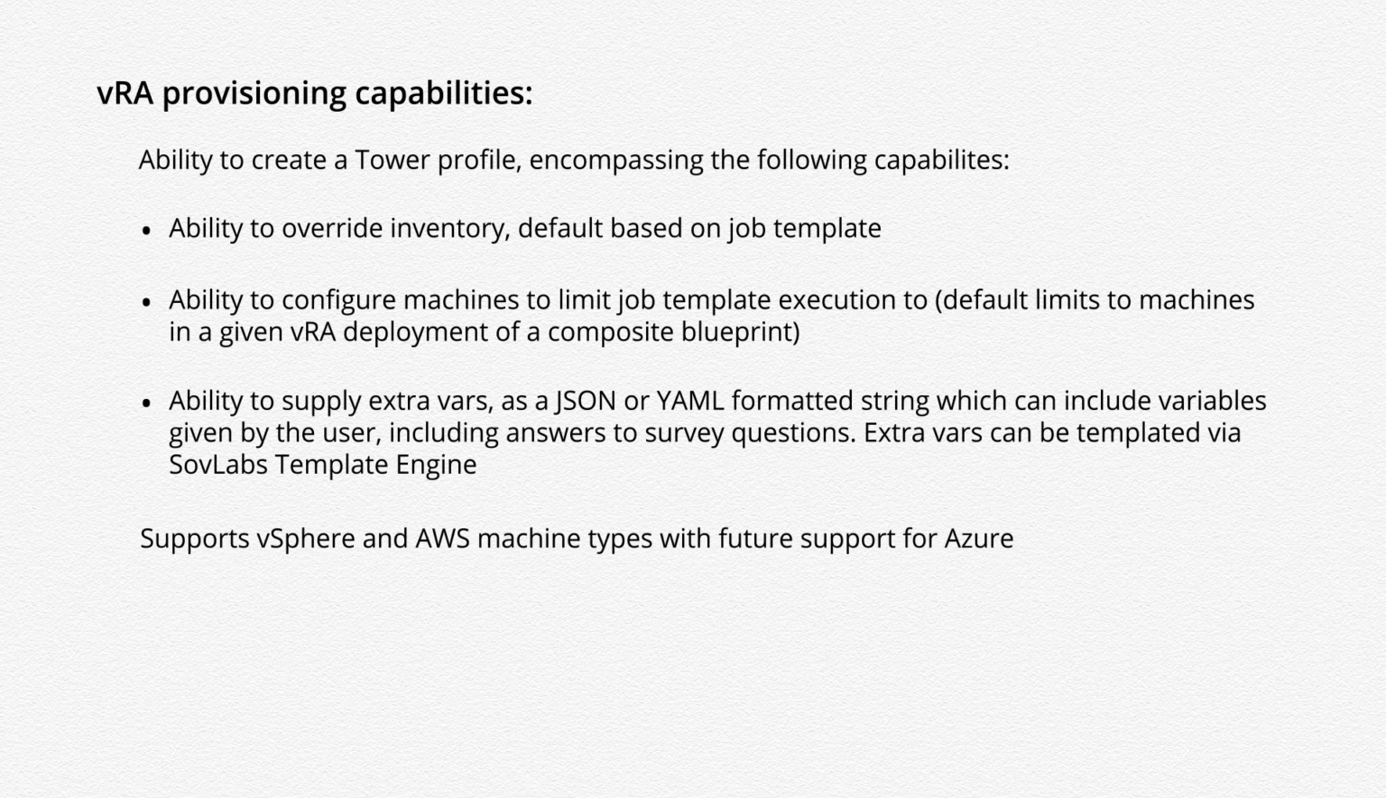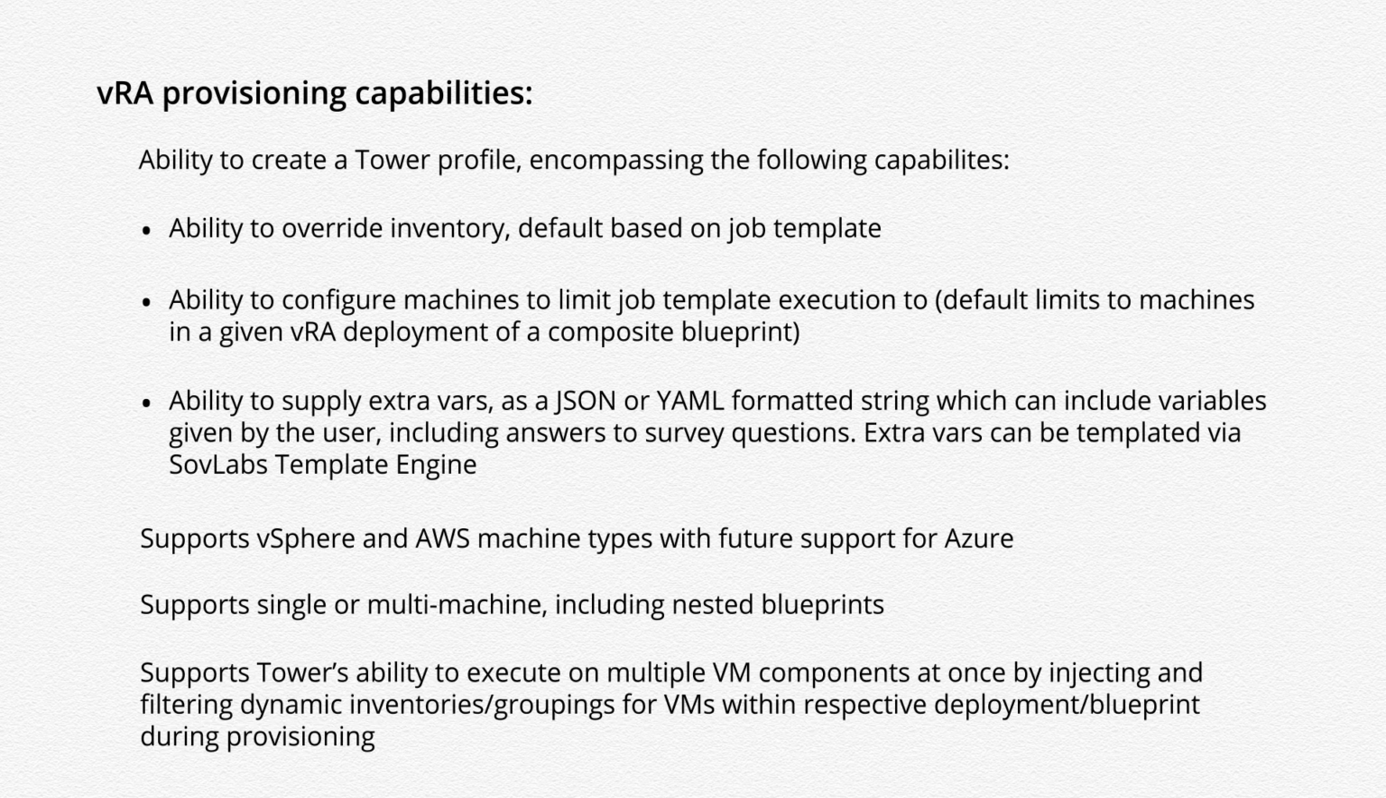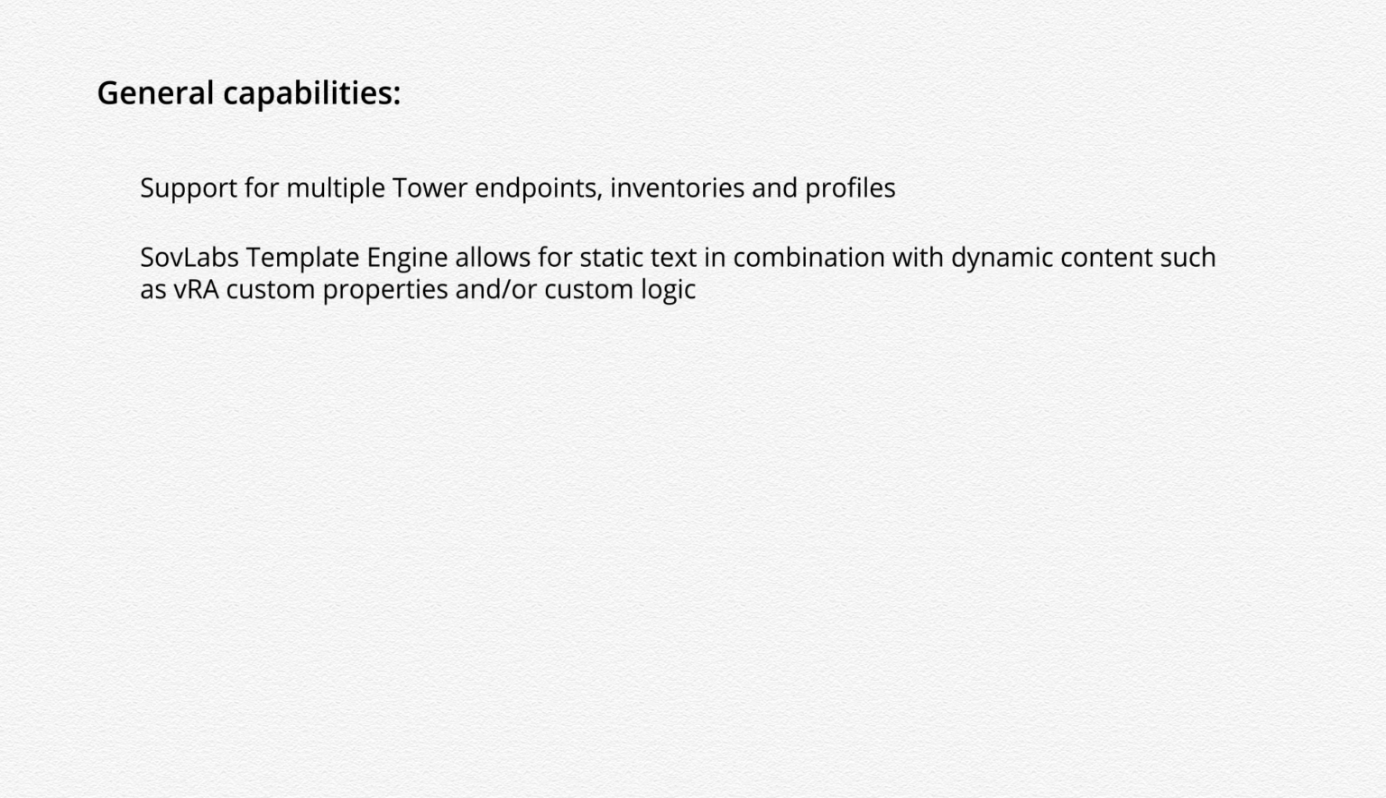Supports vSphere and AWS machine types with future support for Azure. Supports single or multi-machine including nested blueprints. Supports Tower's ability to execute on multiple VM components at once by injecting and filtering dynamic inventories or groupings for VMs within respective deployment or blueprint during provisioning. General capabilities. Support for multiple Tower endpoints, inventories, and profiles. SovLabs Template Engine allows for static text in combination with dynamic content such as vRA custom properties and/or custom logic.